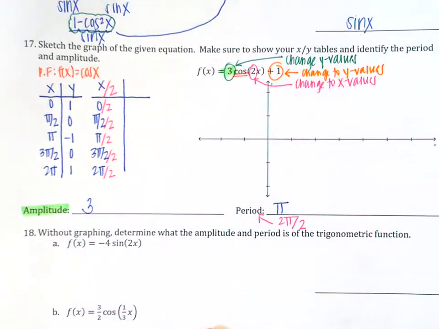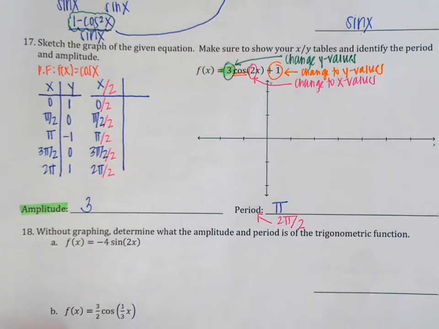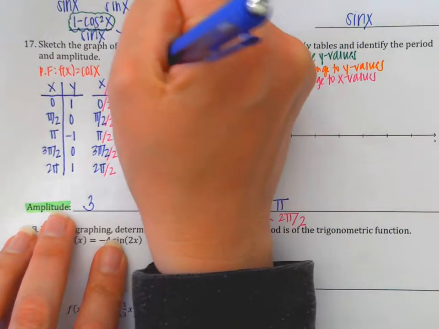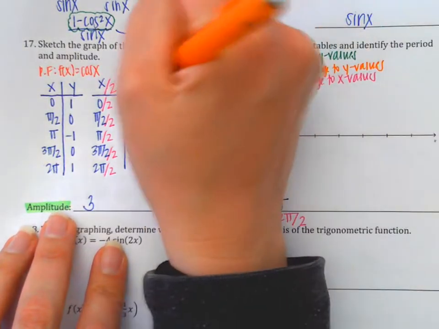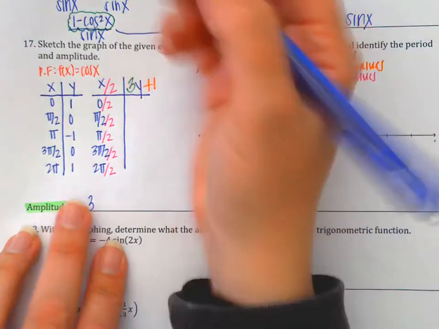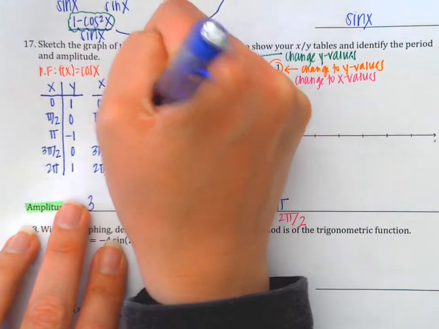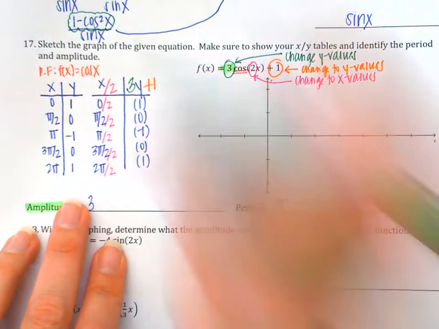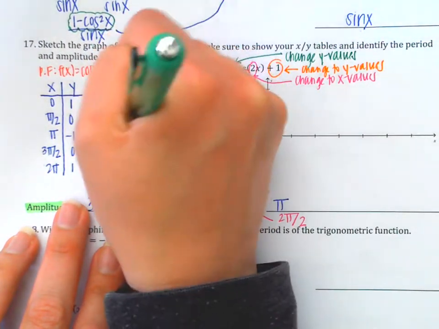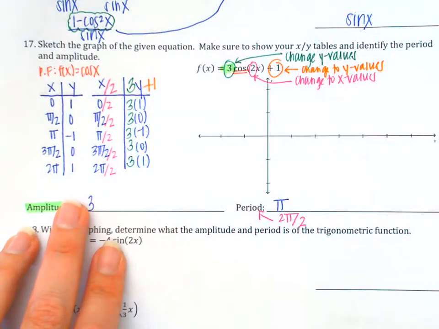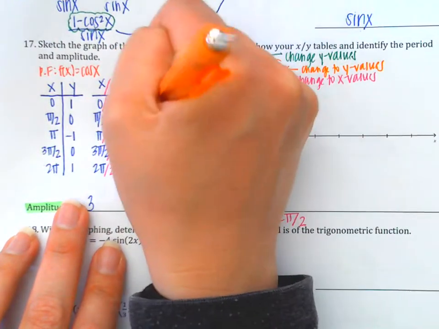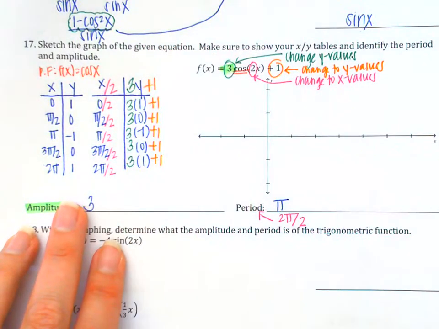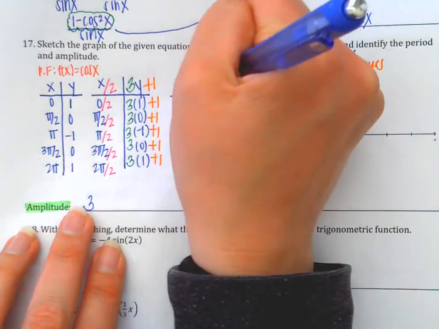And then my y values, I have 2 transformations. So I have to multiply all my y values first by 3 and then add 1. So I'm just going to take all of my y values. We're going to first multiply by 3 and then add 1. And then I can get my final table.